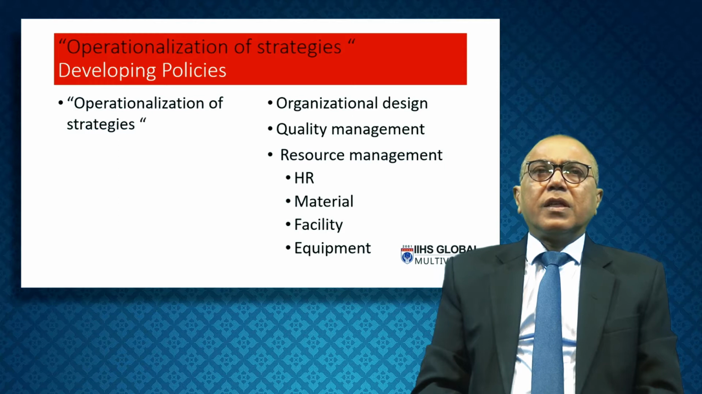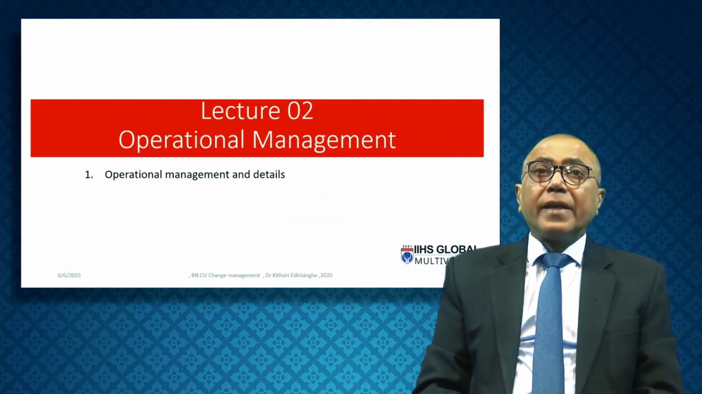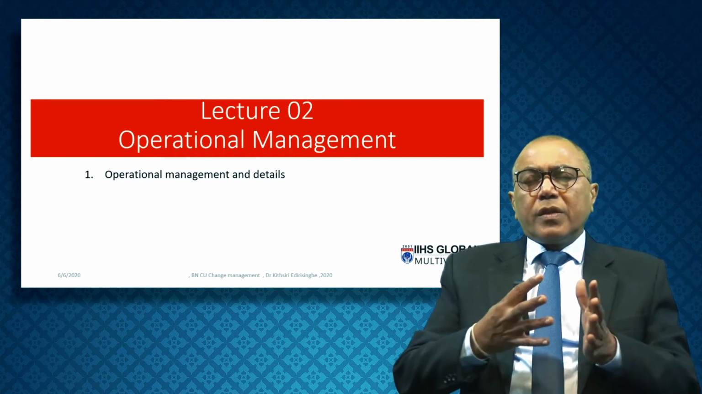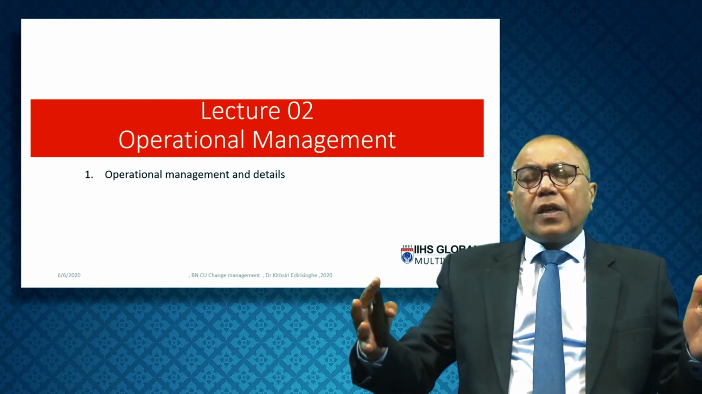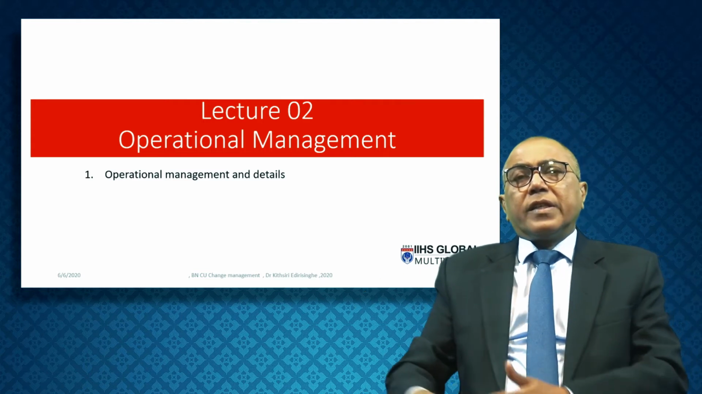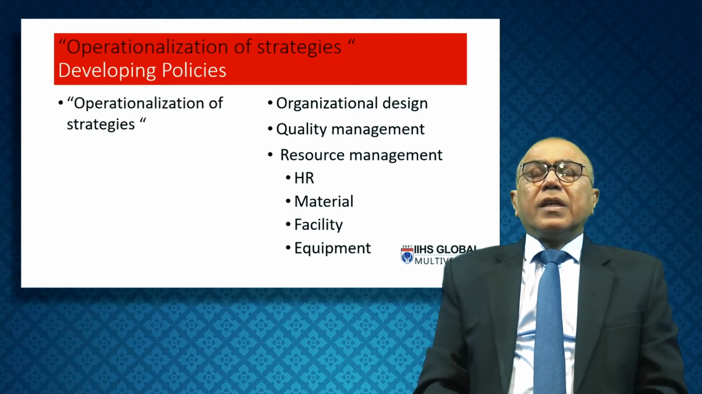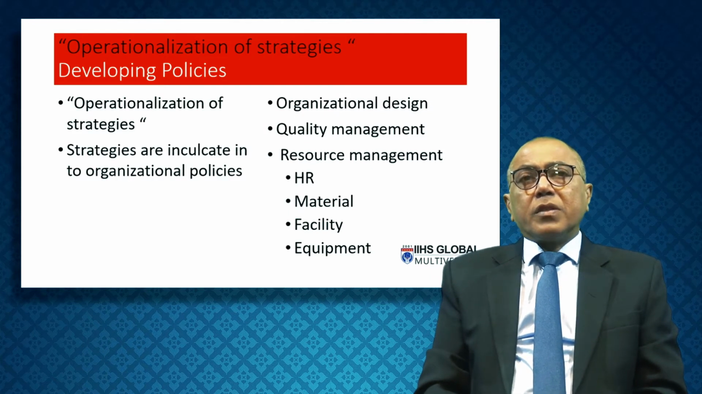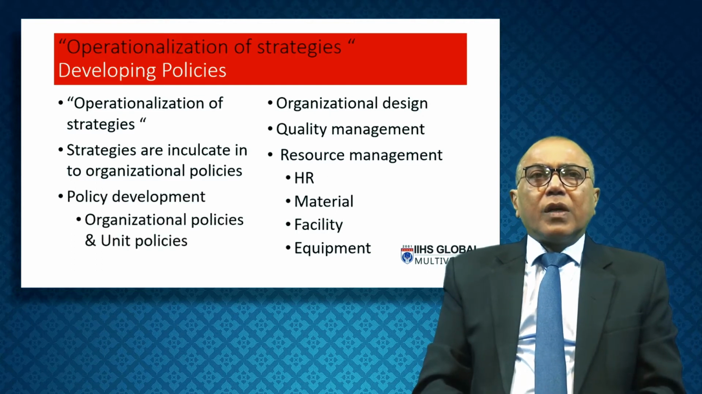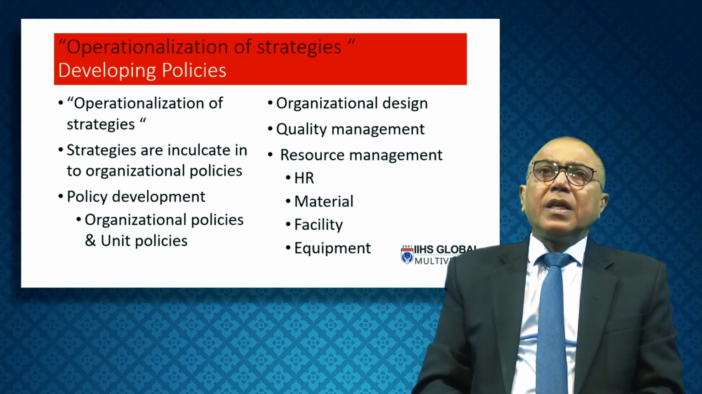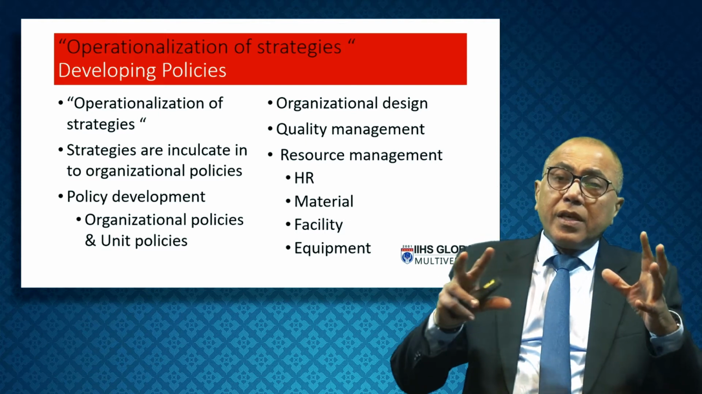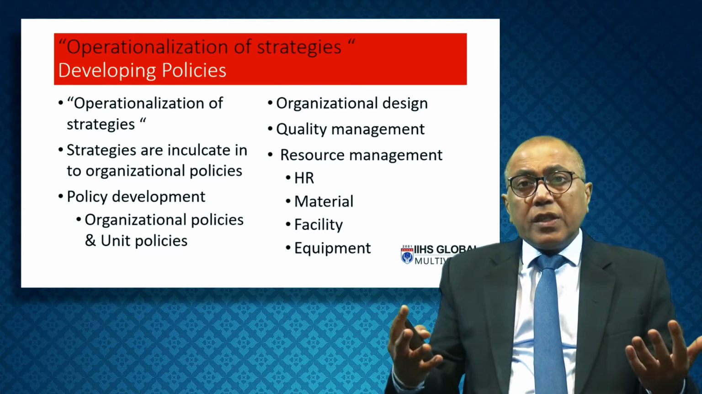If you are going to have a strategic plan, for you to put it into practice, you divide your five-year strategic plan into an annual basis: year 1, year 2, year 3. To do that, you have to develop the policies. From the strategies, you develop annual policies. So we do policy development, and then we do organizational design. We will put people here and there, and then we look at quality management.